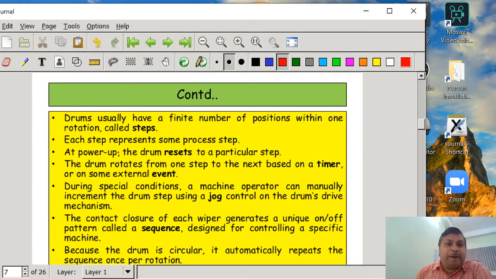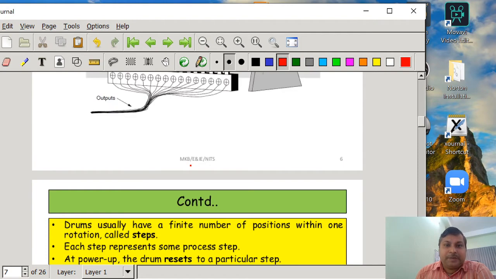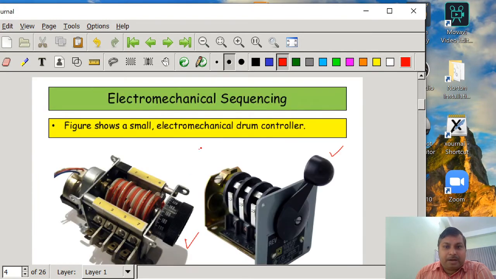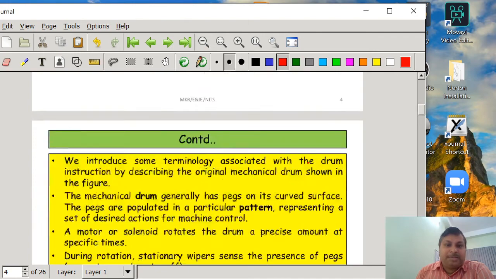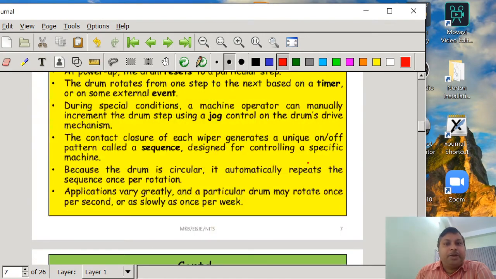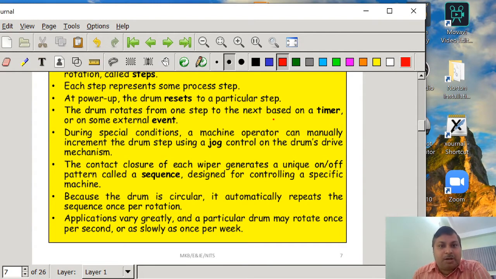Fine. So at power up, when we switch on, the drum resets to a particular step. The drum rotates from one step to the next based on a timer or some external event. That's why in an electromechanical drum sequencer, you will find a knob or joystick present, so maybe we can also perform the steps manually. But it is better if there is a timer that takes care of the execution of each step. During special conditions, a machine operator can manually increment the drum step using a jog control on the drum's drive mechanism.